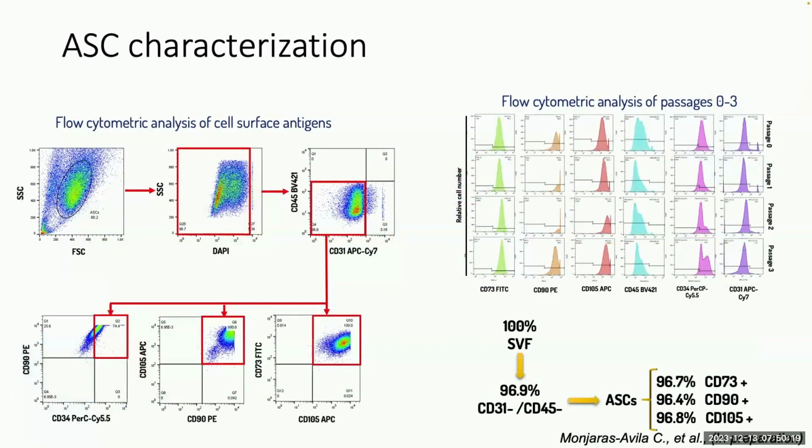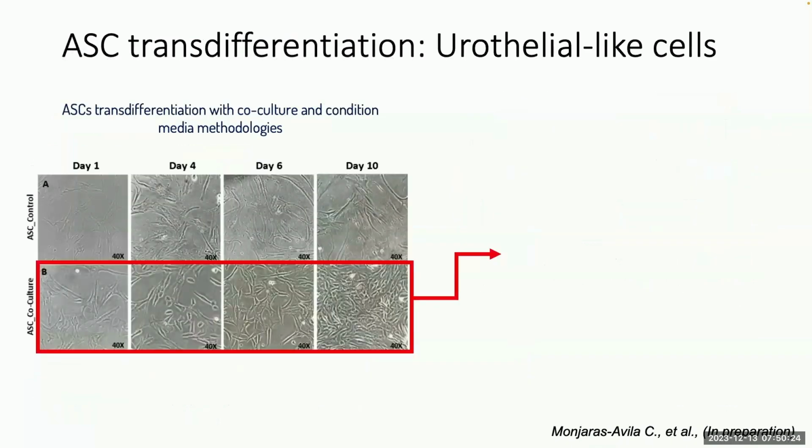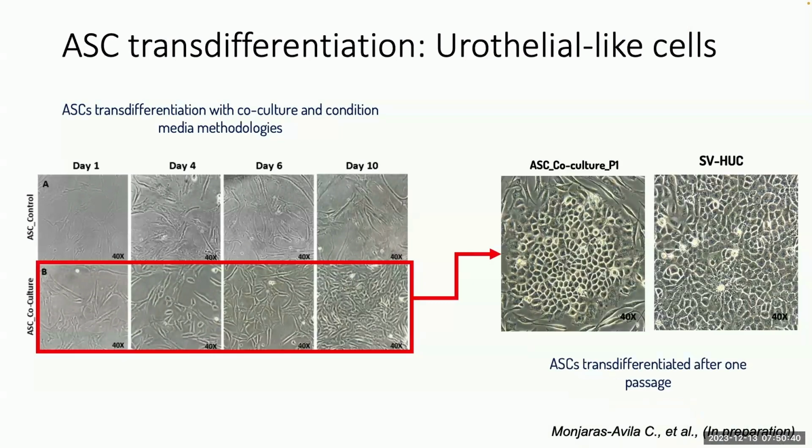So we isolated the cells, again using flow cytometry, and we do get a pure or almost pure population of adipose-derived stem cells. Cesar co-cultured them with SV-HUC, which are the normal epithelial bladder cells. He starts getting changes in morphology, very similar to the SV-HUC. Not all of them change in morphology. As you can see, there are still some cells that don't look like SV-HUC, but others that do.